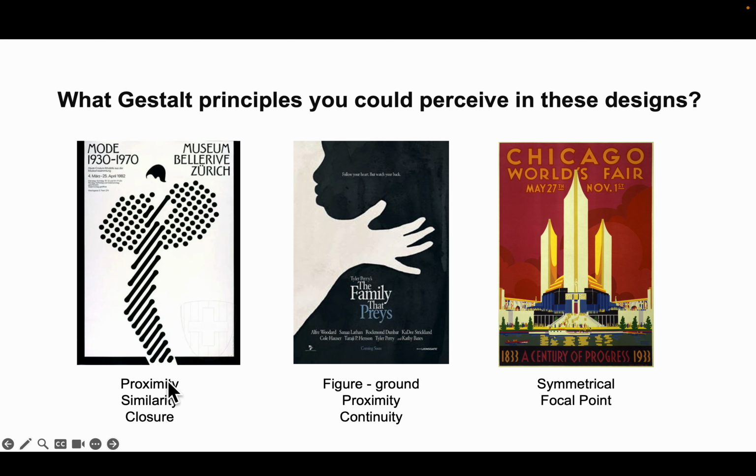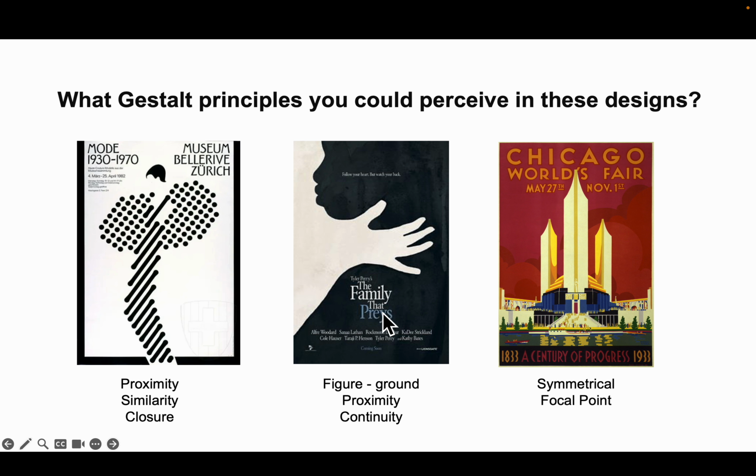I can also perceive closure. Although there is only a piece of, probably it's a hair, right? It's only a hair here. It doesn't draw out the face, but because of the principle of closure, our mind will still perceive a face here, right? We can just fill in the gap to perceive a face.